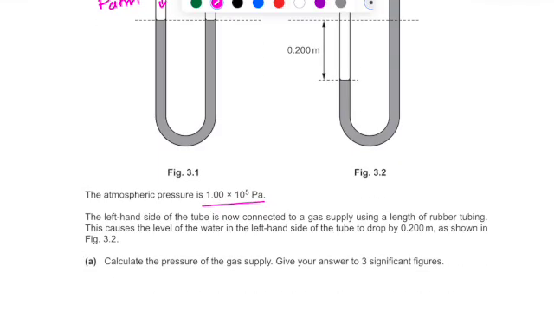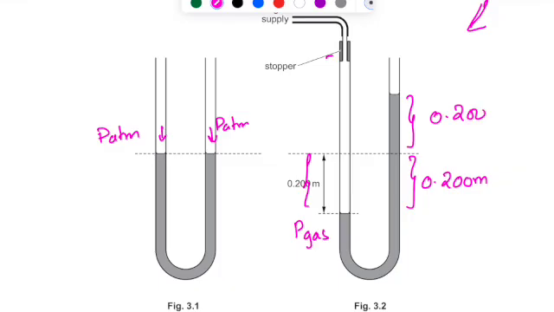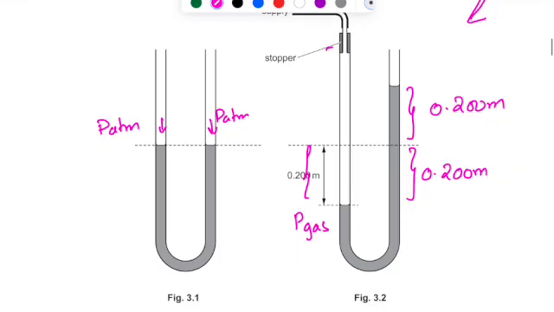The left side of the tube is now connected to a gas supply. So obviously, because of the pressure of the gas, the level comes down by 0.200 meters, and on the other side it goes up by the same 0.200 meters. So now the total height difference is going to be 0.400 meters.